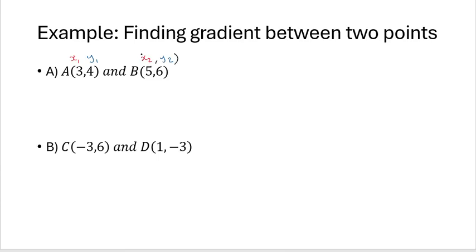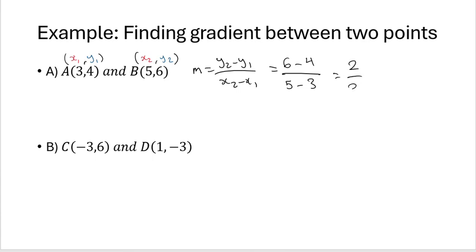Just like that. So that means m equals y2 minus y1 over x2 minus x1, just like this. And now we're just going to substitute it. Y2 is the number 6 minus y1, which is the number 4, over x2 being 5 minus x1, which is 3. Now you just simplify the numerators and the denominators. 6 minus 4 is 2, 5 minus 3 is 2, and 2 over 2 is just 1. That means m equals 1.